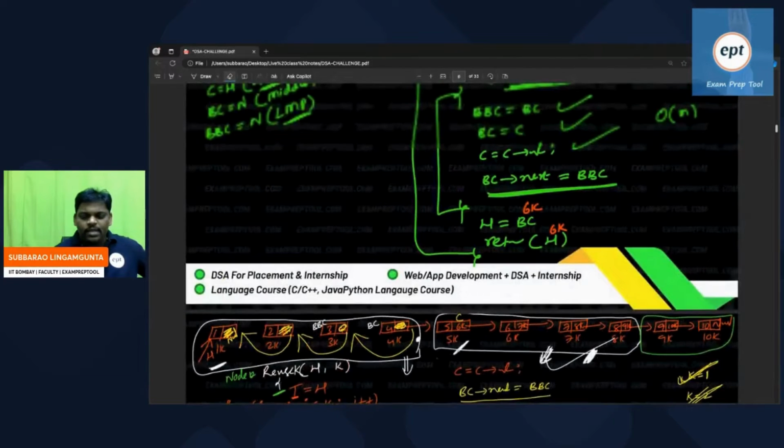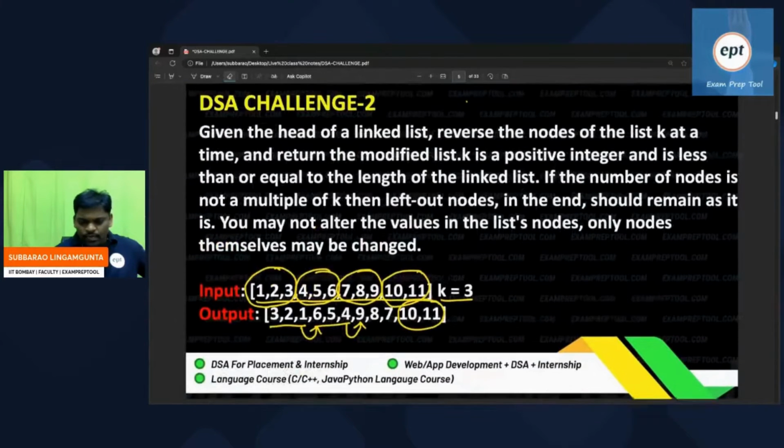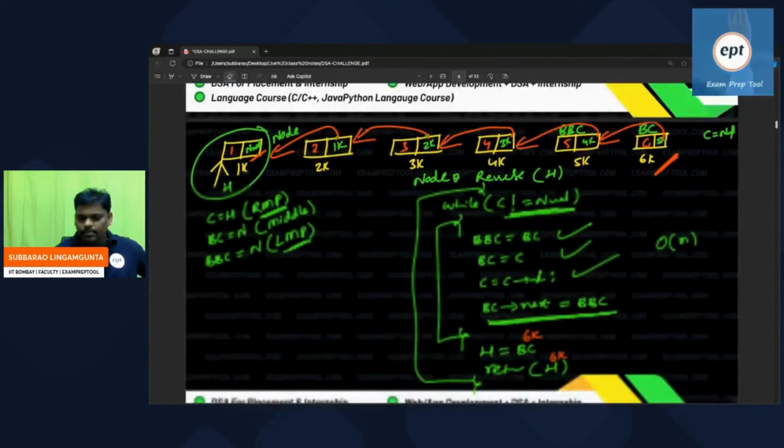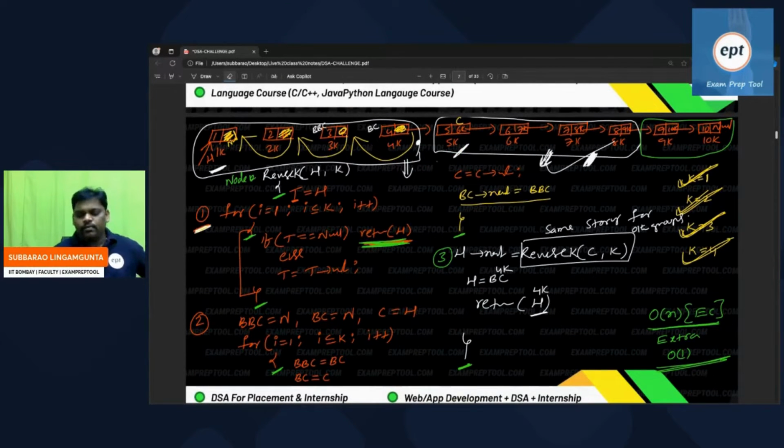So for this challenge 2, this is the answer. I explained reverse, followed by reversing K people. Perfect. Does anyone have any small doubt? I think you can try in the comment section. We are going to help you.